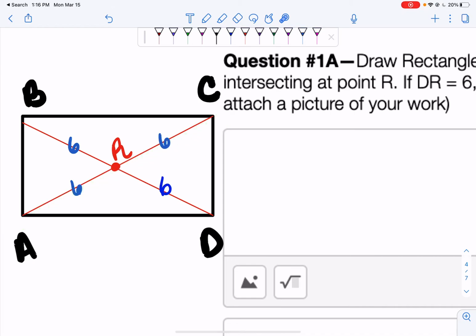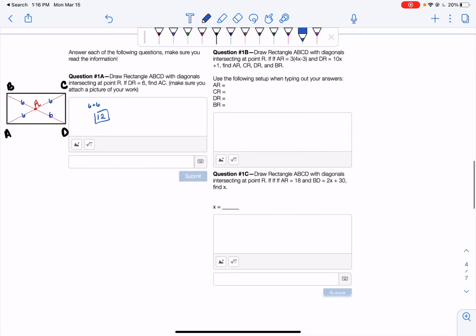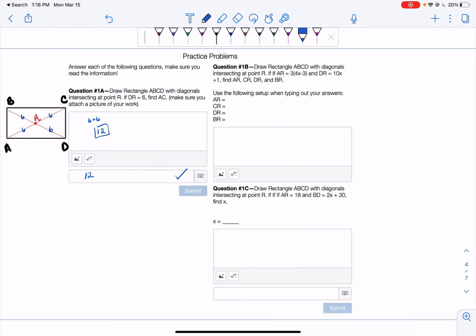This is AC. So I can say 6 plus 6, and 6 plus 6 is 12. And that's your final answer. So I would put a 12 right here. And then I get like a check mark or something. Okay.